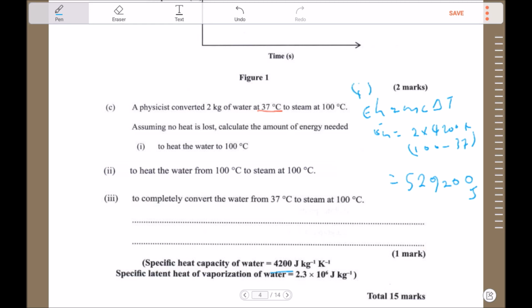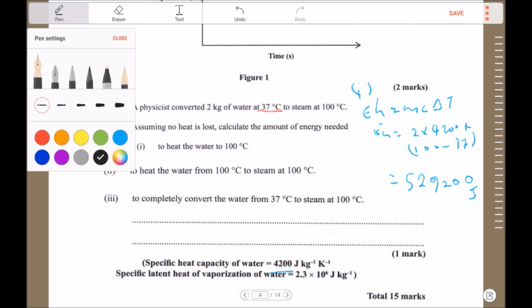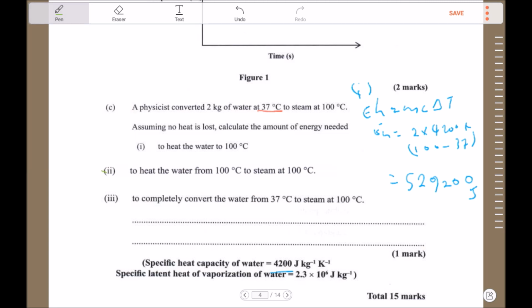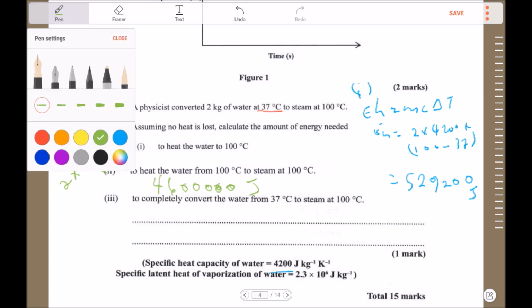Now to heat the water from 100 degrees Celsius to steam. To get it to steam now, that's mass times latent heat. So our mass is the same, 2 kilogram, and our latent heat of vaporization is 2.3 times 10 to the 6. That is 4,600,000 joules.